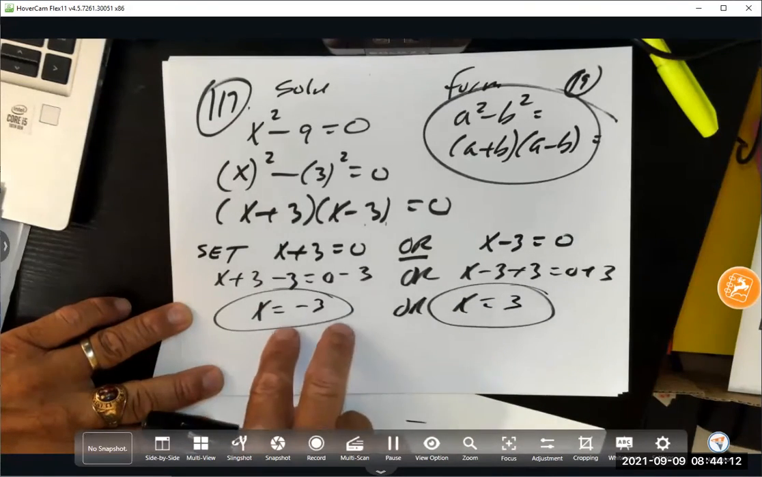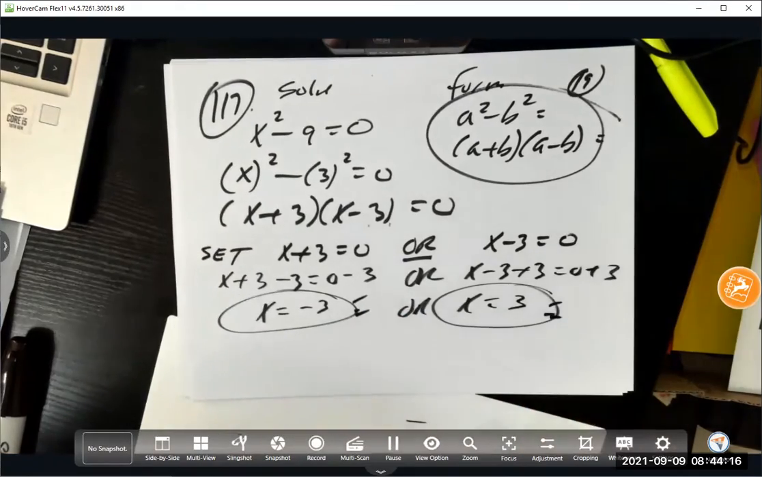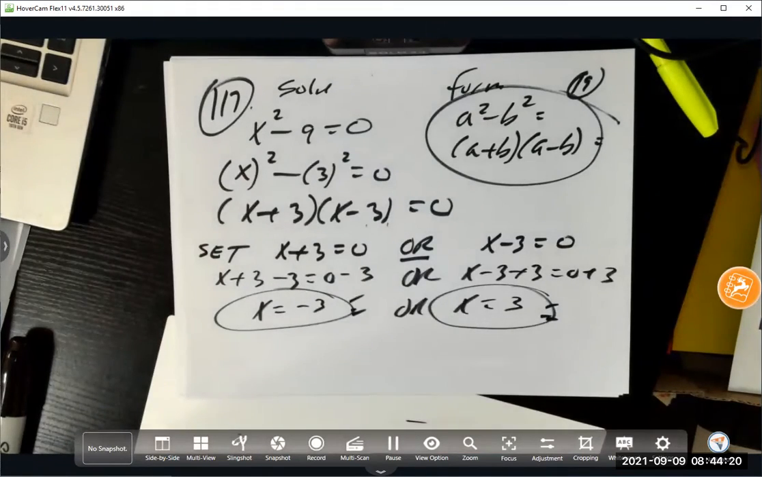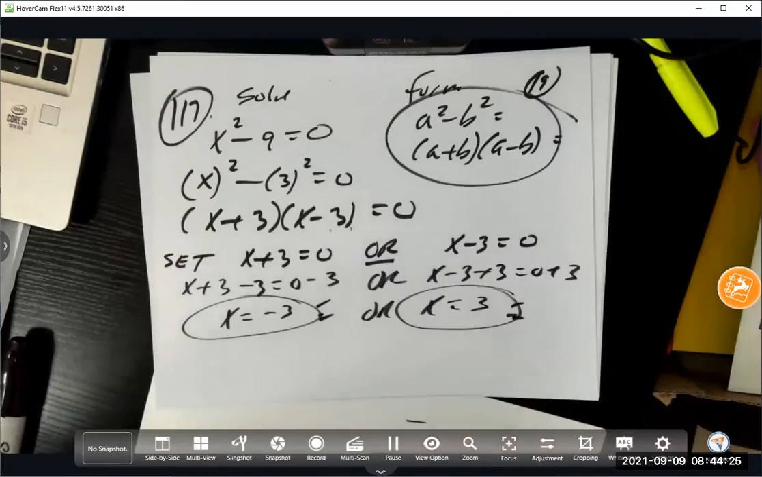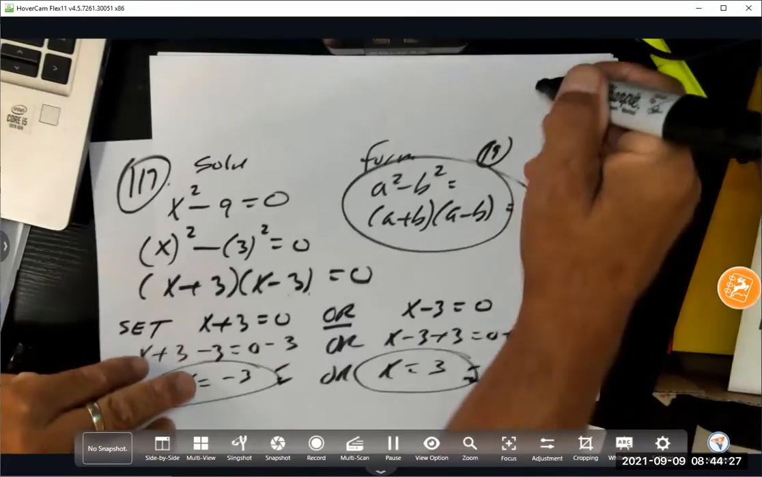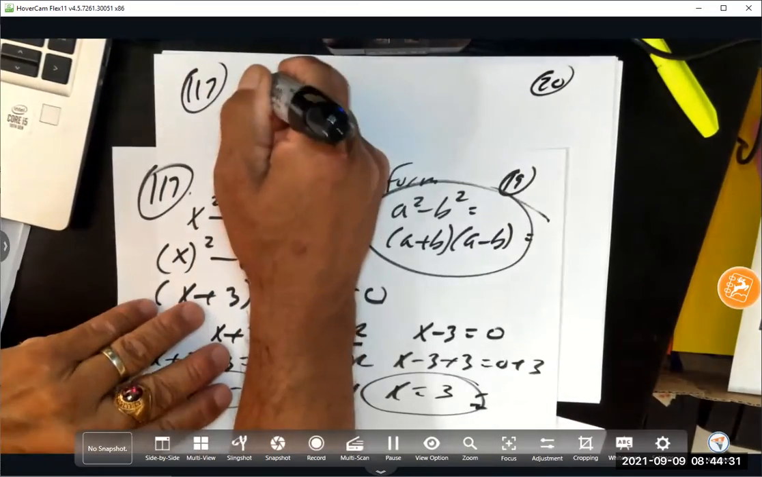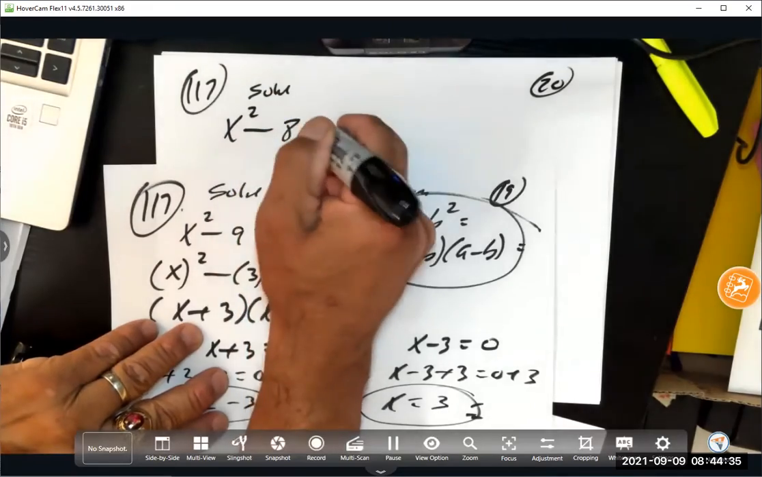So we got 3, negative 3, and we got 3. Those two numbers work in that one. Let me do it again, okay? Same problem, 117. I'm using this formula right here. Okay, let's do another one like that, just like that. 117. Ready? Solve x squared minus 81 equals 0.